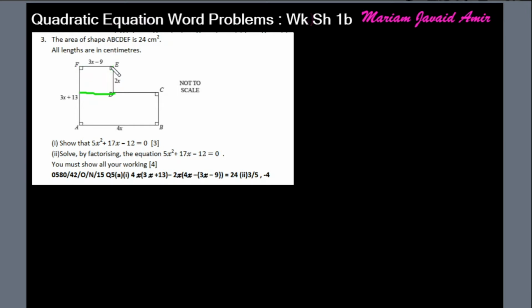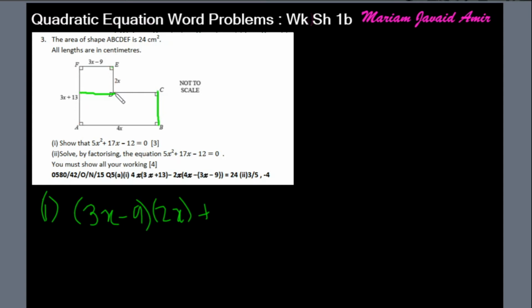So area of the total shape will be the area of both rectangles. So for part 1, the first area is 3x minus 9 times 2x plus the area of the lower rectangle. Now this length is 4x and we need to find this width. So we need to find the length BC. So what will be BC? We know this whole length and we know this length. When we subtract these two lengths, we will get the length of BC.